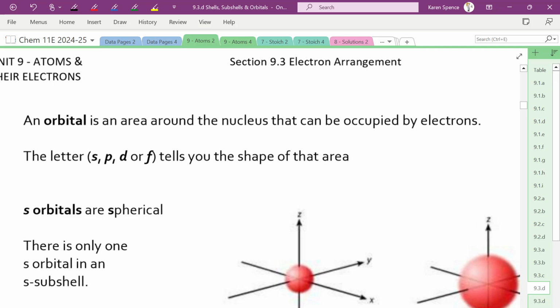So I don't know how much you remember of that video we watched with Schrödinger and his waves. In that, we were looking at the shapes of the orbitals in hydrogen. So an orbital is an area around the nucleus that can be occupied by electrons. Okay, so it's an area around the nucleus that can be occupied by electrons. How many electrons maximum per orbital?